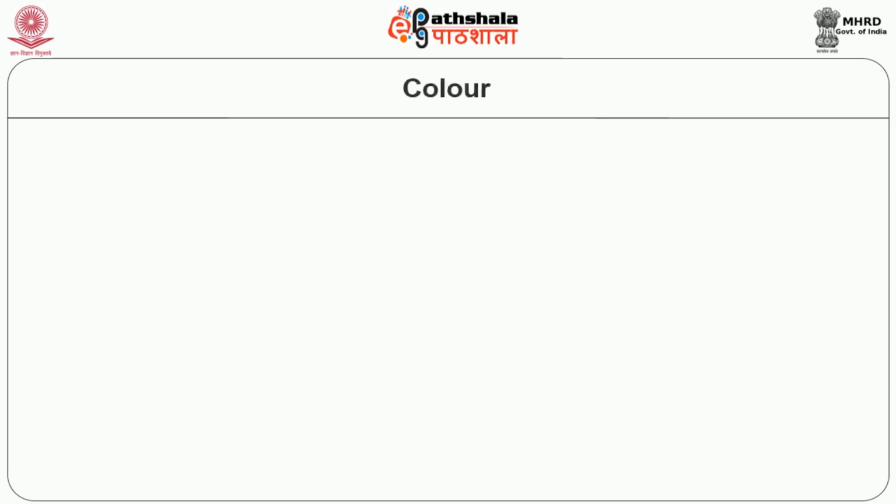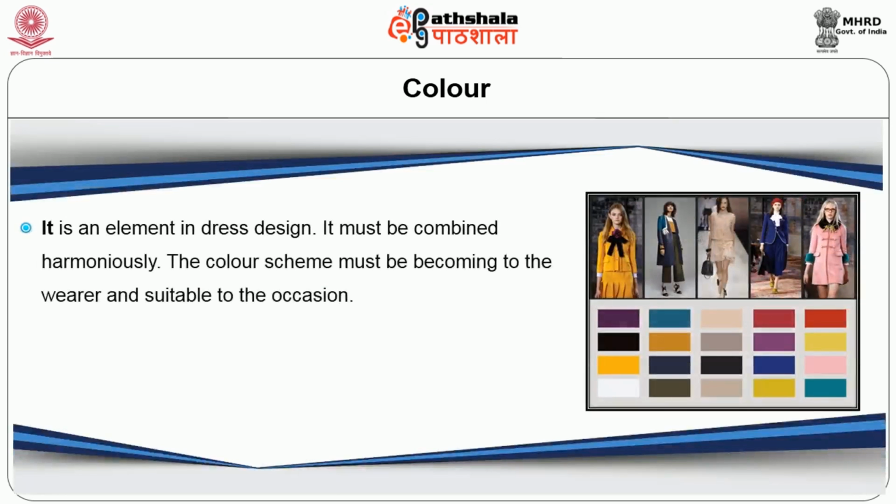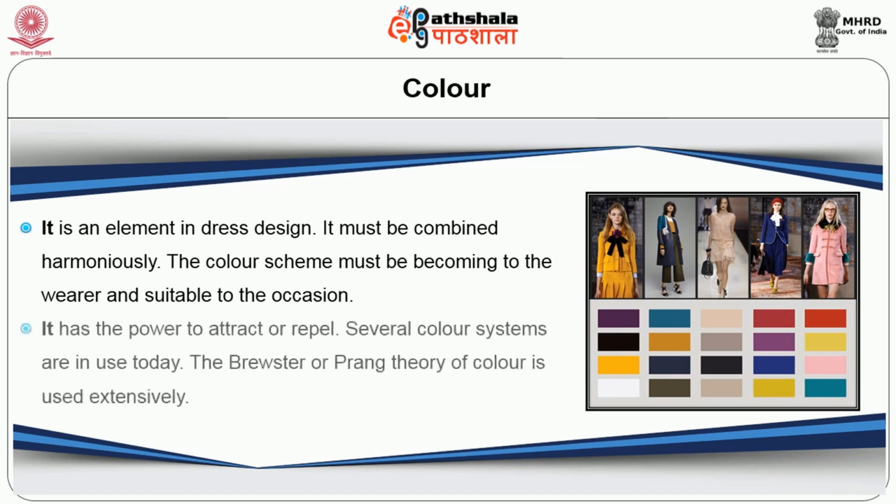Let us see the fifth element of design, that is color. Color is an element in dress design. It must be combined harmoniously. The color scheme must be becoming to the wearer and suitable to the occasion. Color has the power to attract or repel. Several color systems are in use today, though the Prang theory of color system is used extensively and is explained as follows. There are different properties of color.